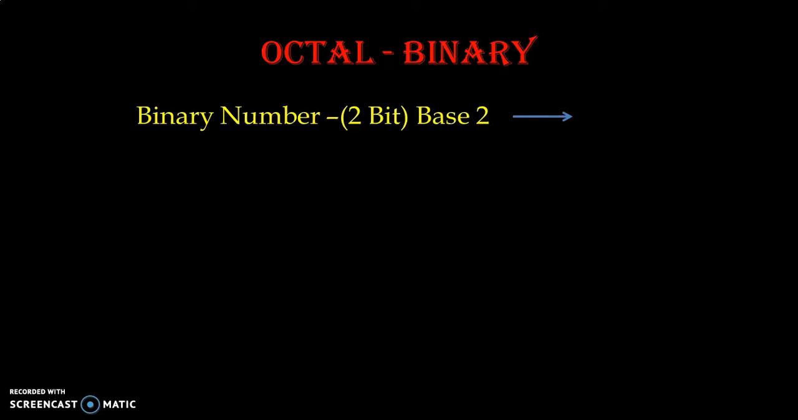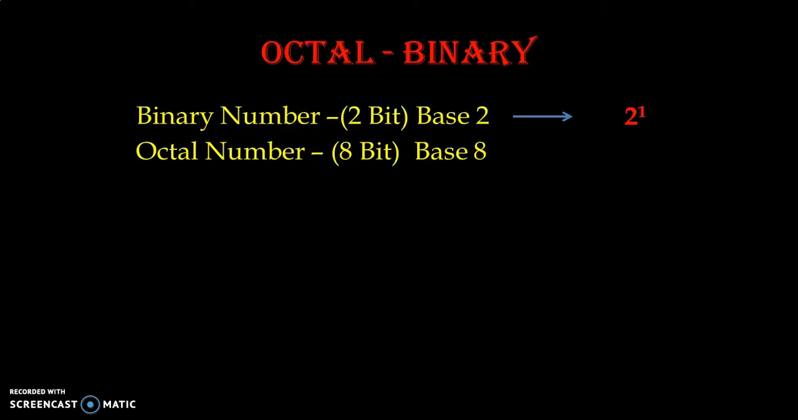Let us first compare octal and binary numbers. In a binary number, we know that we have only 2 bits, 0 and 1, and the base is 2. The binary base can be written as 2 raised to 1. When we give power 1, there is no change in the value, so 2 raised to 1 is 2. So for a binary number, the base is 2 raised to 1.